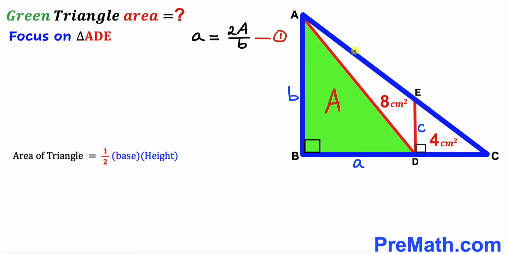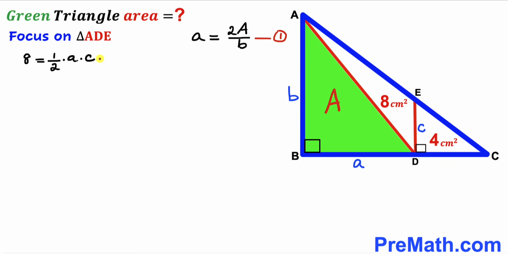Now we are going to focus on the other triangle ADE. Let's recall the area of a triangle formula once again. Area equals a half times base times height. In our case, the base of this triangle is lowercase c, whereas the height is lowercase a, and the area has been given to us as 8 centimeters square. Let's fill in the blanks in this formula. So we get area 8 equals a half times a times c.